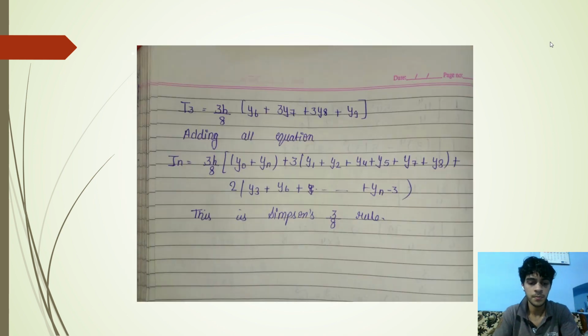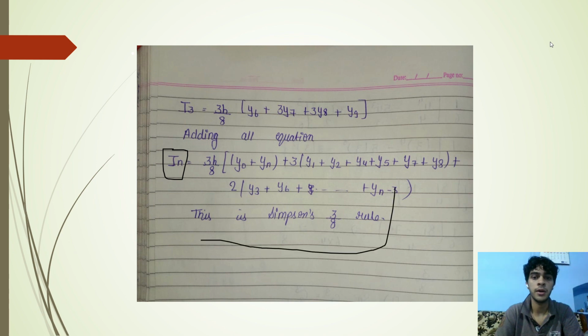In the next page we will have the value of I3, which is 3h/8 times (y6 plus 3y7 plus 3y8 plus y9). Now after adding all the equations we will finally get our value of In, which is going to be 3h/8 times (y0 plus yn plus 3(y1 plus y2 plus y4 plus y5 plus y7 ...) plus 2(y3 plus y6 plus ...) up to yn minus 3). And this is Simpson's 3/8 rule.